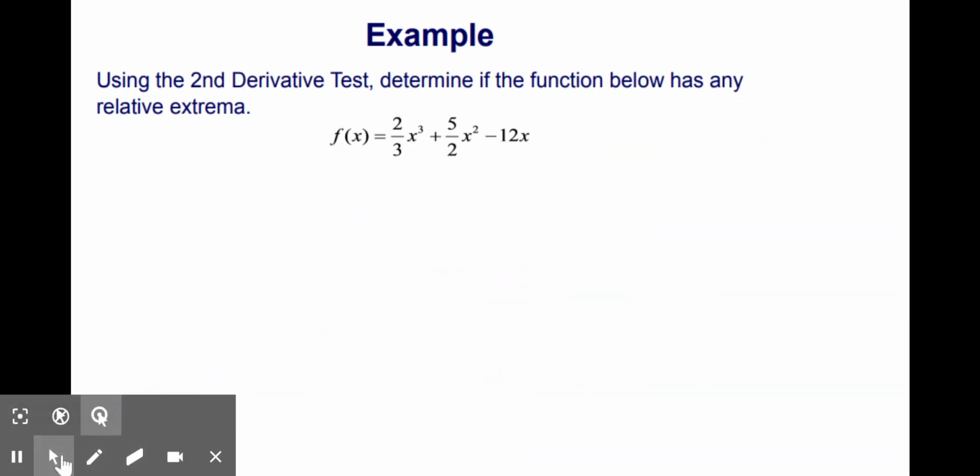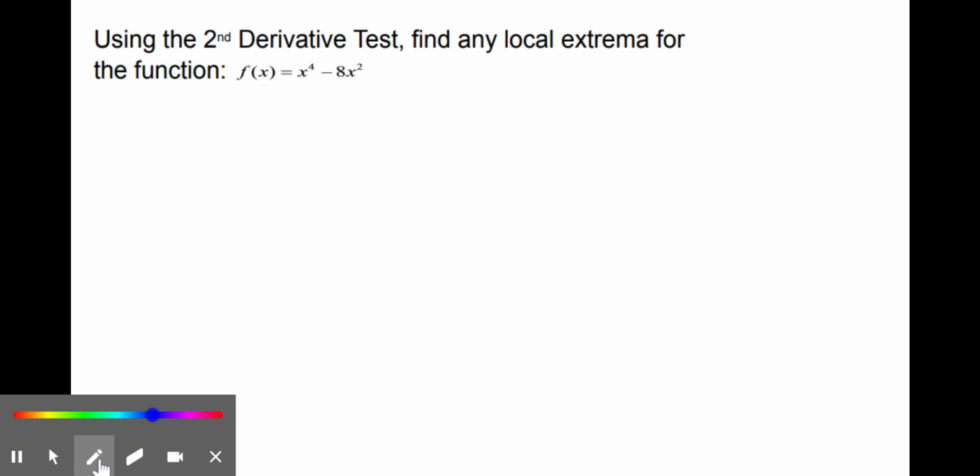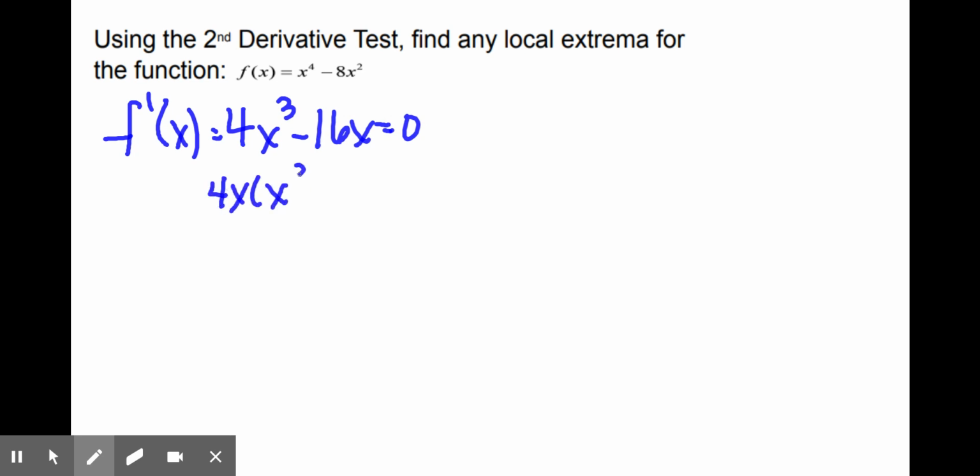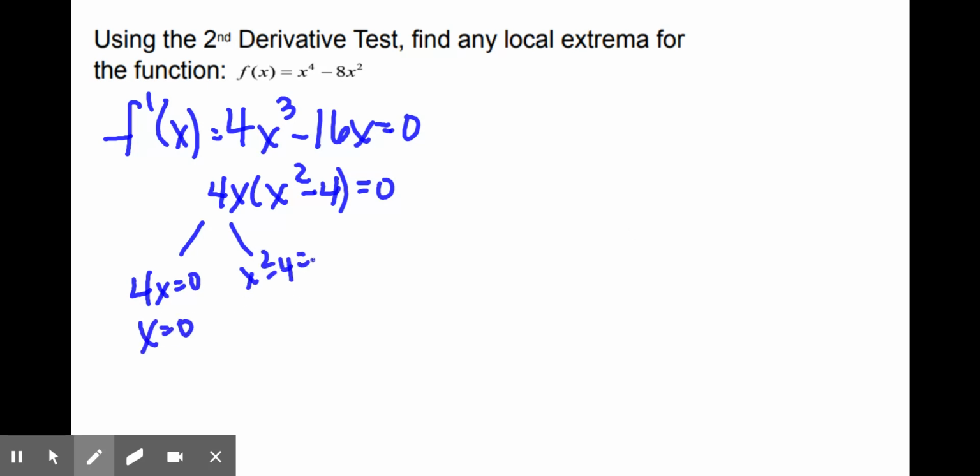Okay? All right, let's see one more here. So let's do the same thing. Let's find any local extrema. So first thing we have to do is find the derivative. So we get 4x cubed minus 16x equals 0. I can factor out 4x, and I'd be left with x squared minus 4. I can split these and solve them, it doesn't matter, I can do it either way. So you get x equals 0, and x squared minus 4 equals 0, x equals plus or minus 2. Okay? So these are my critical numbers.